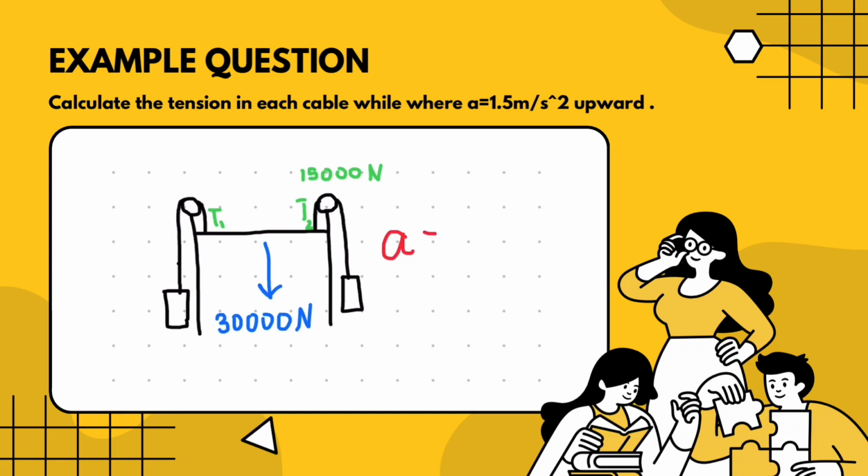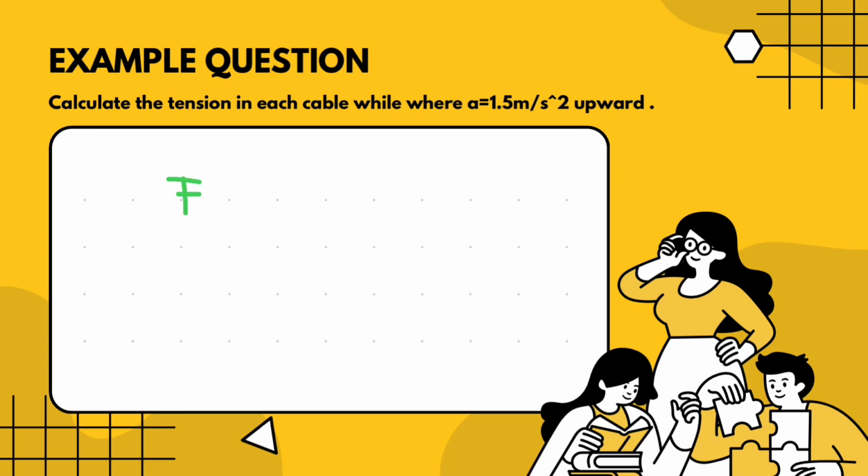So let's take a look at the bridge now while it's in motion. In this scenario, we're looking at the same bridge except it's being lifted upwards at an acceleration of 1.5 meters per second squared. So before we get into tensions, we need to find the net force, which is found by using Newton's second law, F equals ma.